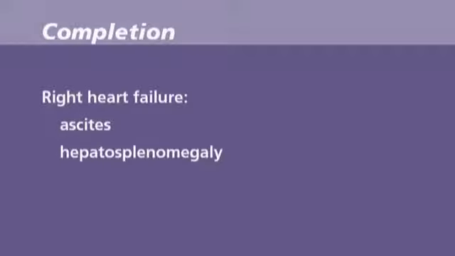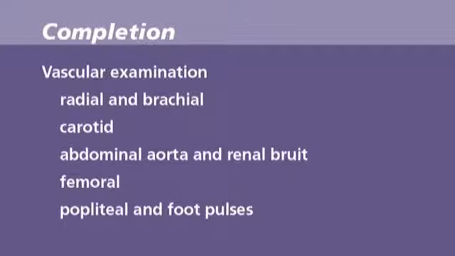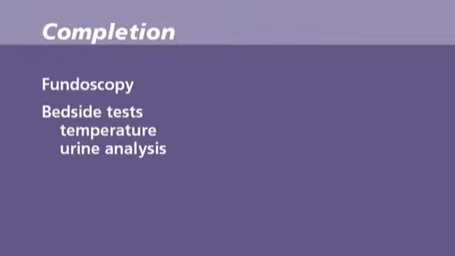In right heart failure, there may be an indication for examination of the abdomen for evidence of ascites or hepatosplenomegaly. In addition, patients with vascular disease require a full vascular examination, including identification of any abdominal aortic aneurysm. For those patients with a history of uncontrolled hypertension, occasionally a renal bruit can be heard on auscultation, indicating renovascular disease. Examination of the eyes by fundoscopy is desirable in those patients with a history of diabetes, hypertension, or endocarditis. Bedside investigations would include recording of the temperature and urine analysis.